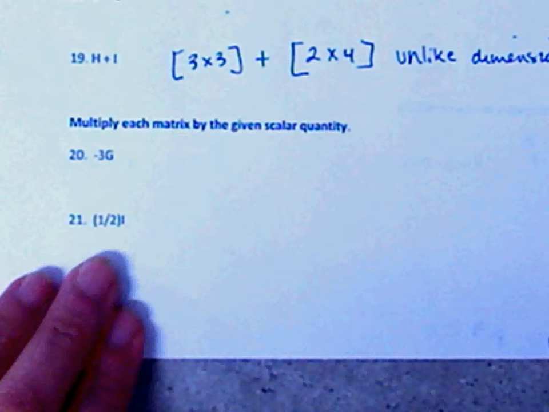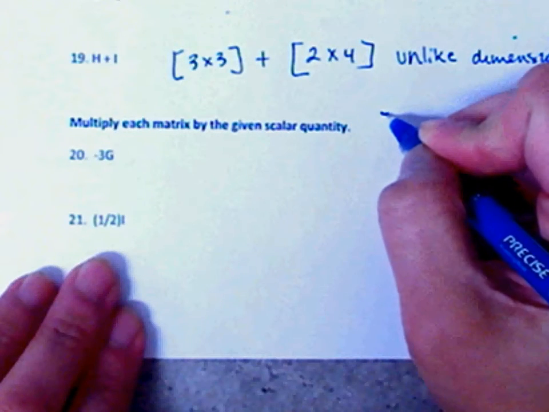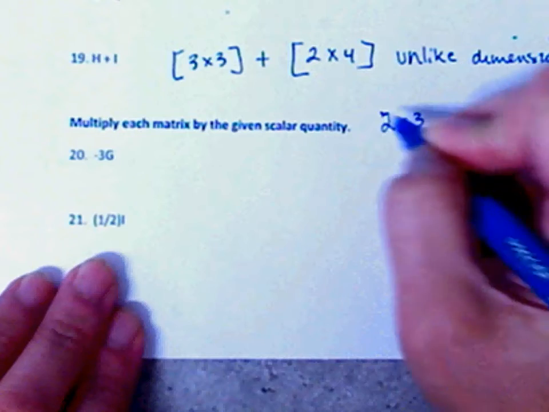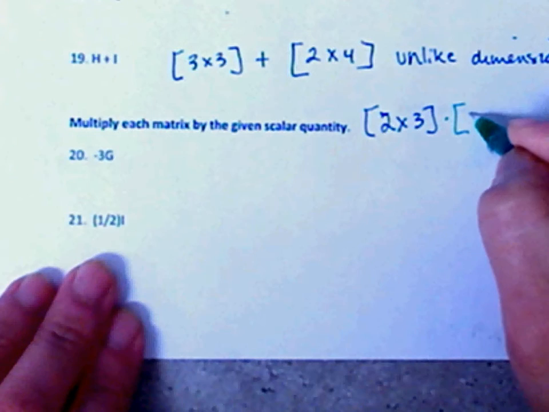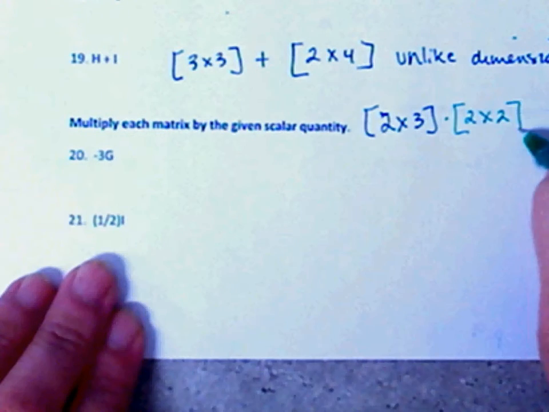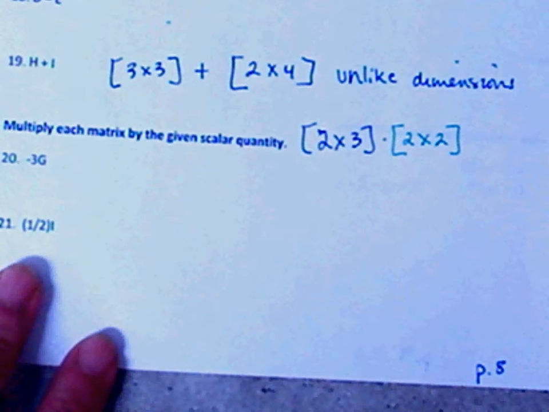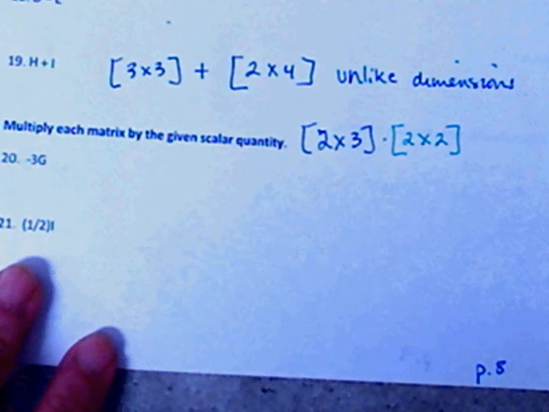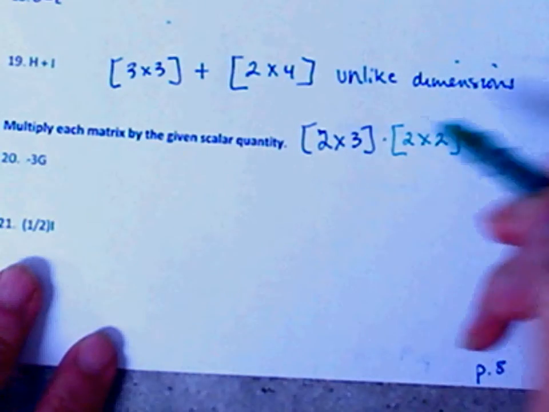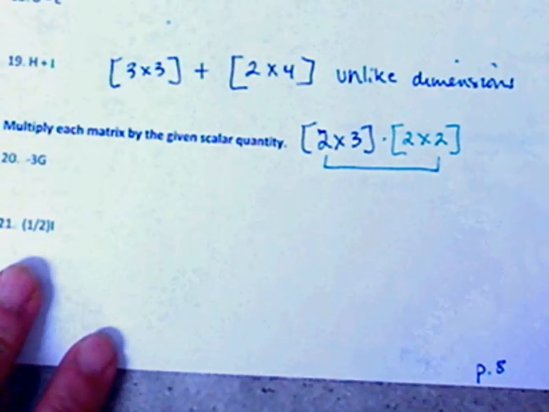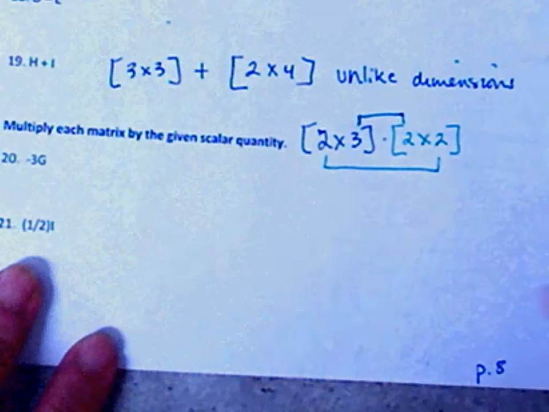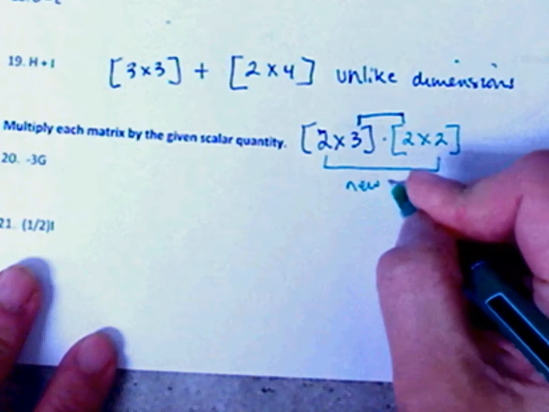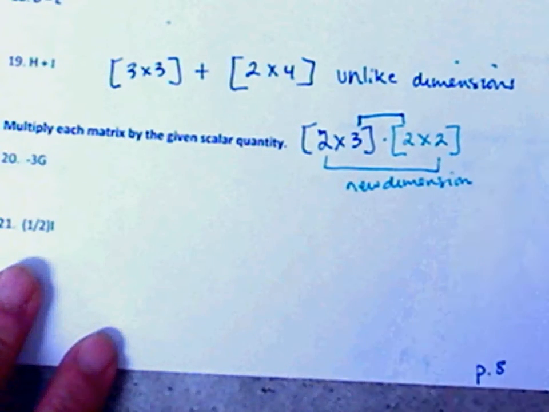Move on down to multiplication. Let's do a little refresher course. For multiplication, say you have a 2 by 3 matrix times a 2 by 2 matrix. Notice how these are the same. Different, I'm so sorry, they're different. What you need to know is that these two numbers have to be the same, and these two numbers are going to give you your new dimension. So just keep that in mind.